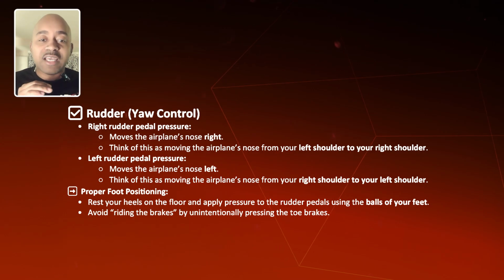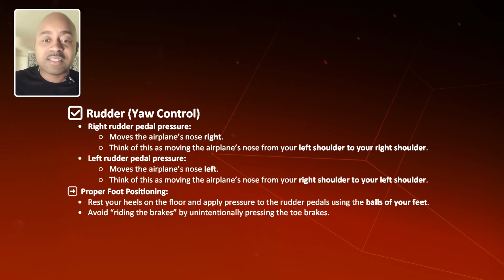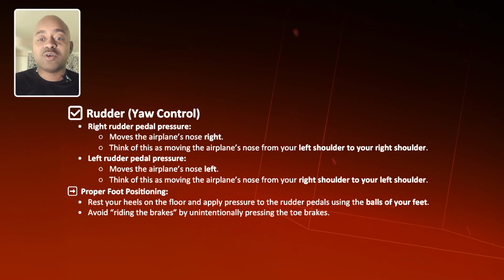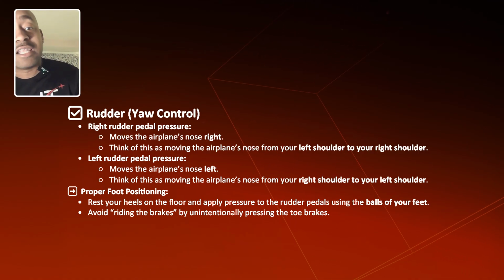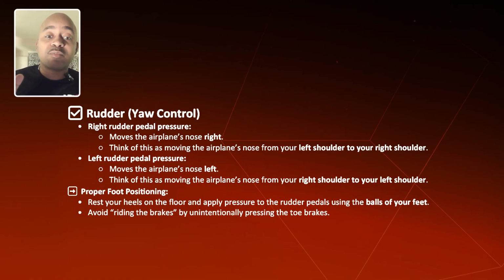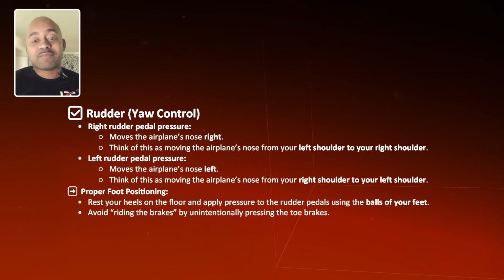Then you've got your yaw, which is the rudder. Right rudder pressure moves the airplane's nose to the right. So think of this as moving the airplane nose from your left shoulder to your right shoulder. Left rudder pressure moves the airplane's nose to the left. So this is like moving the nose of the airplane from your right shoulder to your left shoulder.